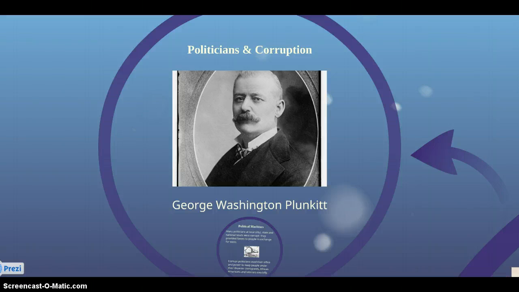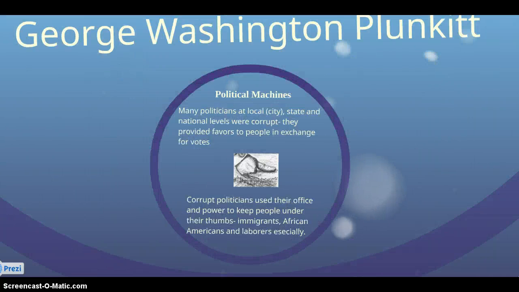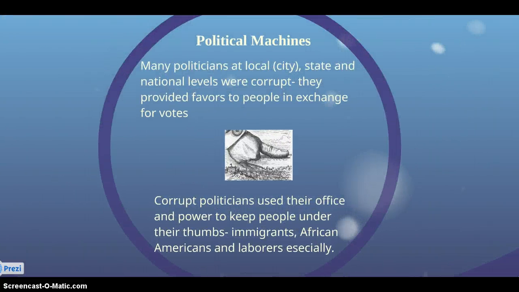There we go. So politicians and corruption. So the man that you see in this photograph is named George Washington Plunkett. He was a New York State assemblyman. So he didn't serve in the national government, but nonetheless, he kind of epitomizes the idea of the corrupt politician. And we're going to look at some of the things that he did. But at first, we need to define this idea, and that is political machines.